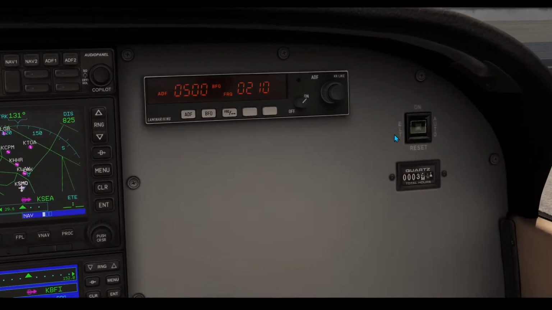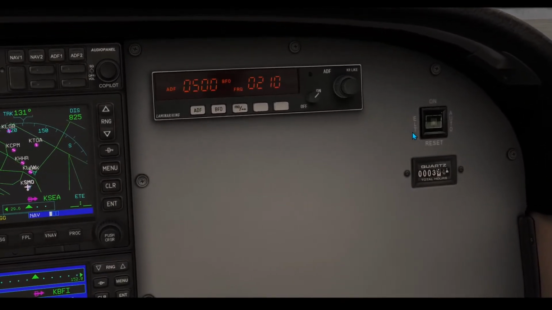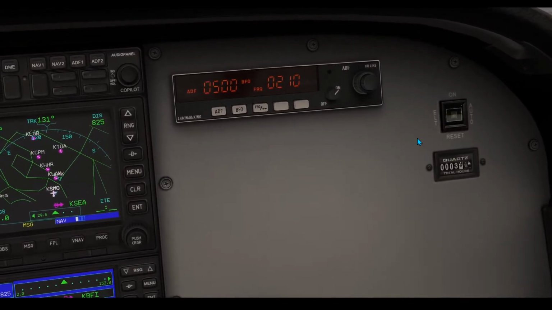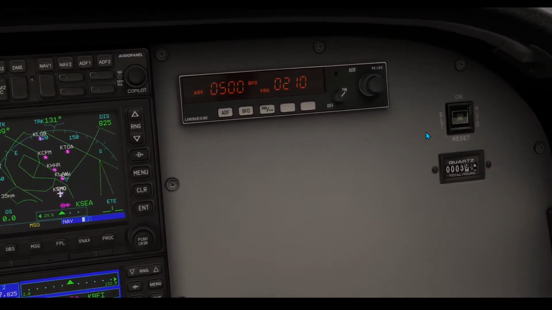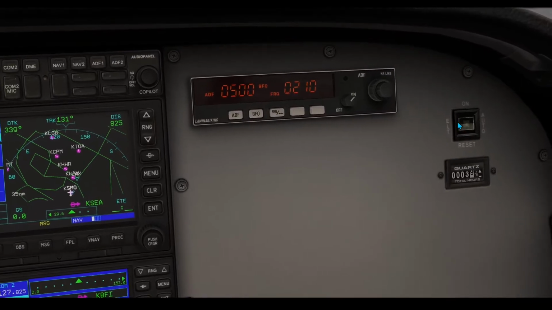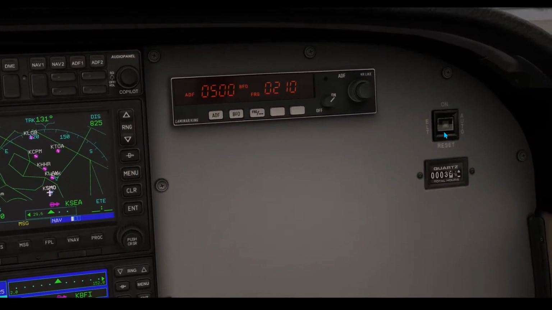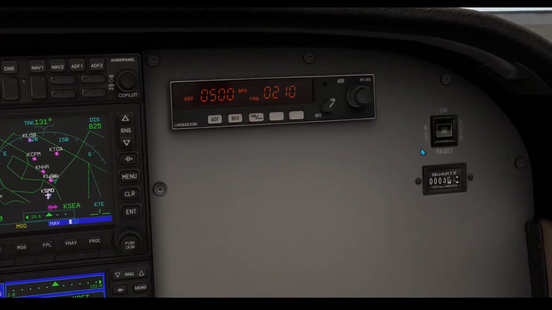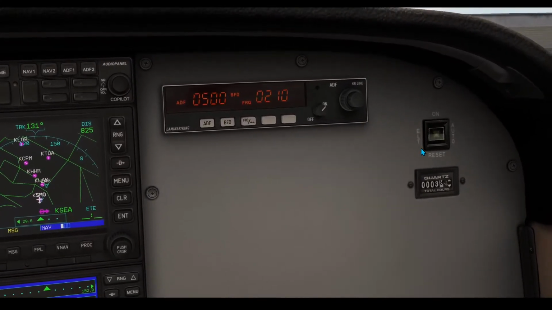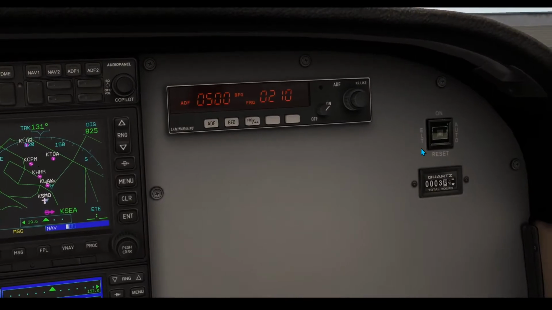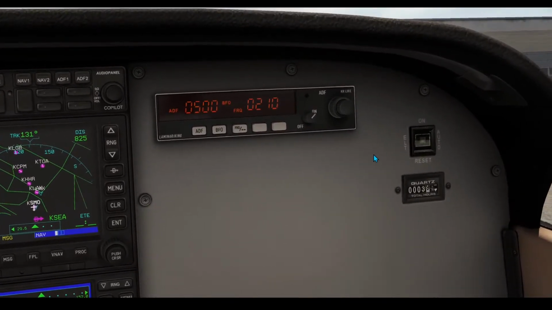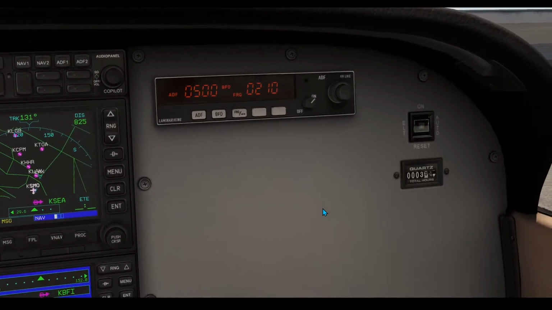ELT, electronic locator transmitter. It's a radio that can only broadcast the signal on a given frequency. When we have an impact, basically when we crash the aircraft, it will automatically activate and send a distress signal on 121.5, which is the international emergency frequency. The signal sent is a Morse code that symbolizes the 3 letters SOS.